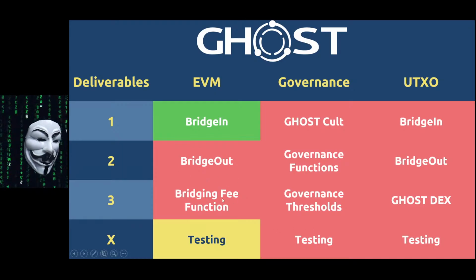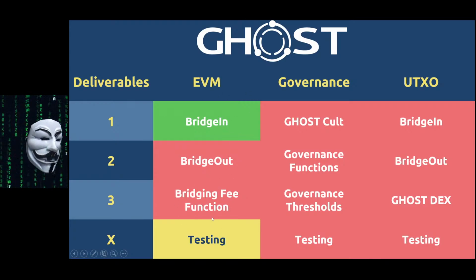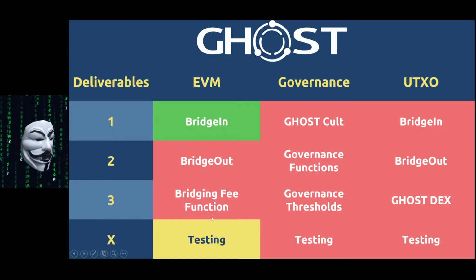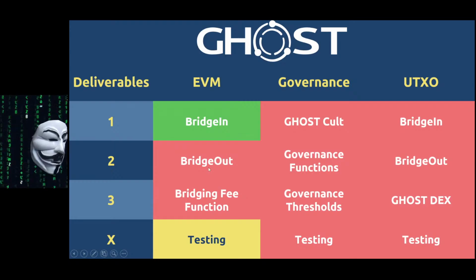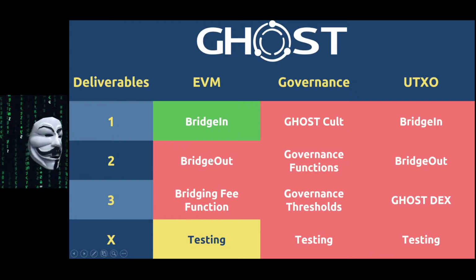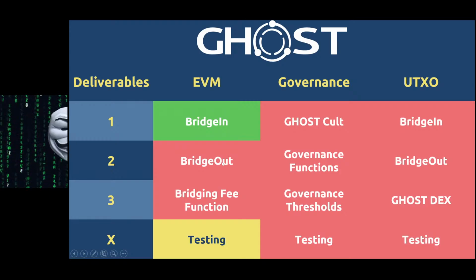Now, the other thing is bridging feature function. By the way, these are not all the features. This is just some high-level features. If we were to break it down based on the tasks and the tickets, each one of these is going to be infinite. Bridge Out is just infinite. Bridge Out on which chain, right? Bridge Out on different chains is going to be different.